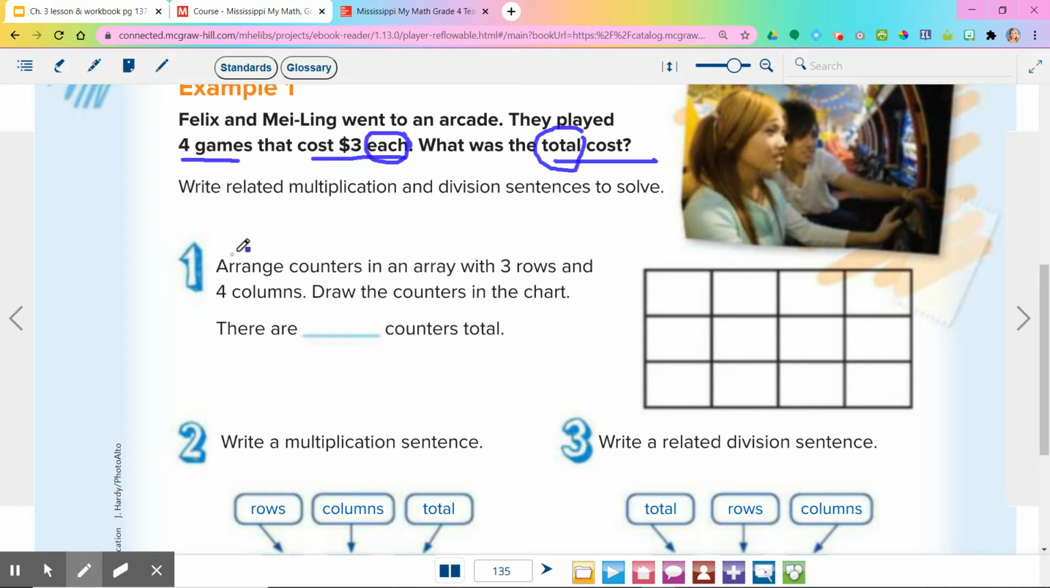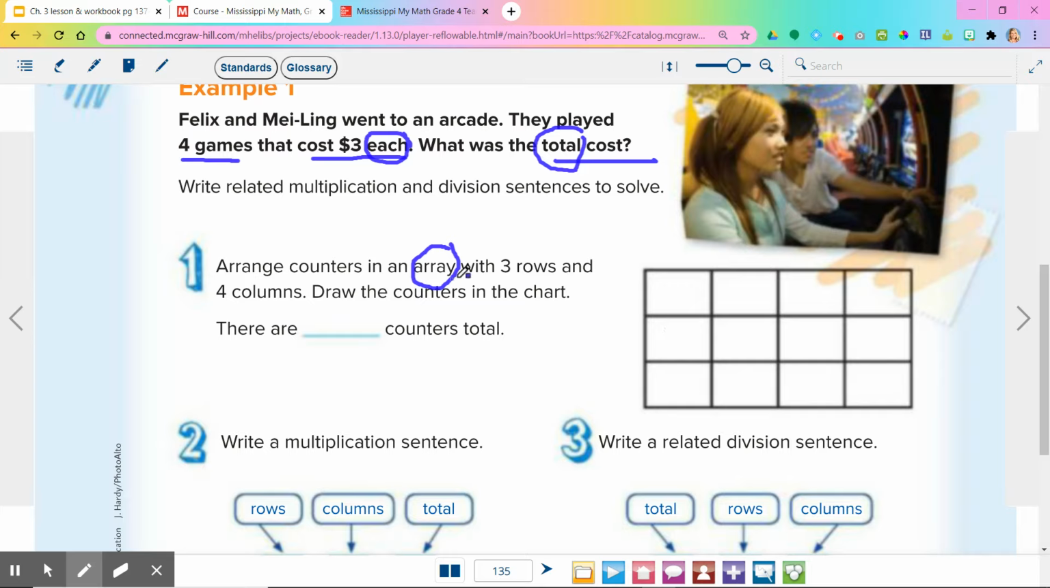So they wanted to show you how to solve this with a model. So we're going to arrange counters in an array. An array is just made up of columns and rows. It's usually a picture, usually squares or circles, where we have columns and rows. And I know you've seen this a good bit, especially last year and probably in 2nd grade as well.